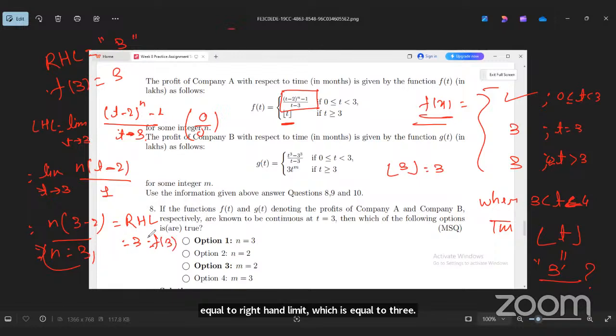So ma'am, L'Hospital is nothing but when 0 by 0 or infinity by infinity is there. But one restriction is that the derivative's limit should exist. So that means here if we did the differentiation, now the limit is coming very nicely. So this thing should happen, then only we can apply this.